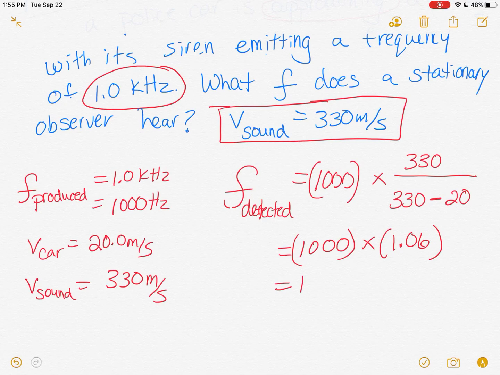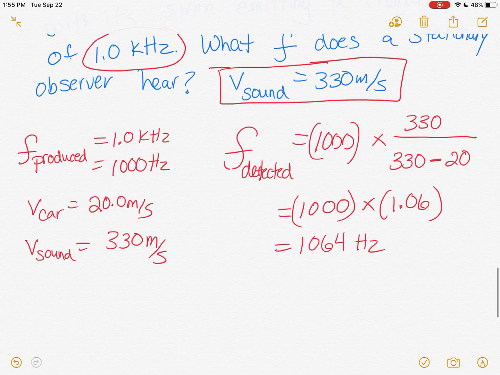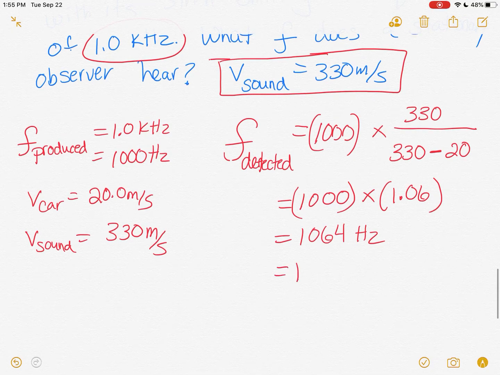Then we're going to times that by 1,000. So we get 1,064 hertz. And we should give two significant figures there. So we're going to round up to 1,100 hertz.